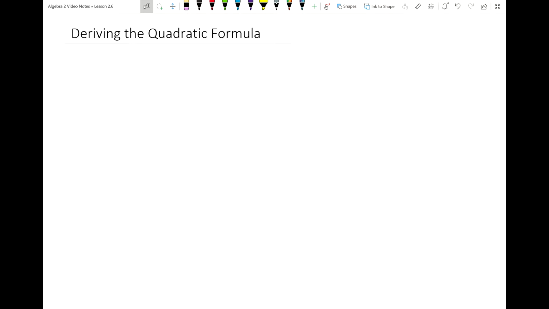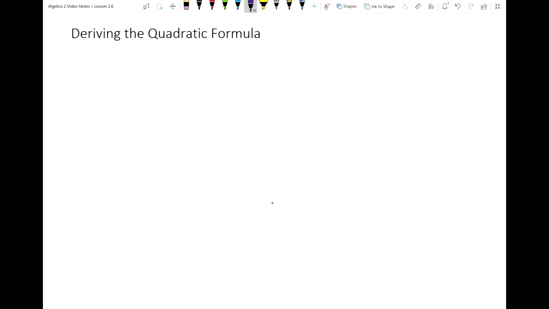We're going to be deriving the quadratic formula in this lesson. So we're going to first derive it and figure out where it comes from, and then we're going to actually use it. In order to derive the quadratic formula, we need to do what we did in the last lesson, which is complete the square. So the entire process of completing the square that we learned last lesson, we're going to apply here. So here's how we do it.